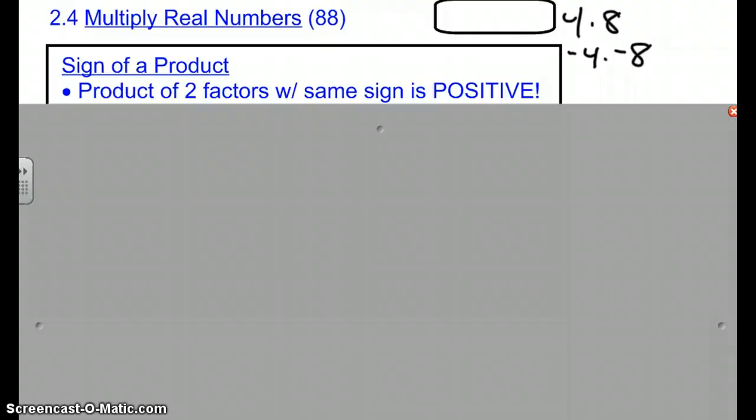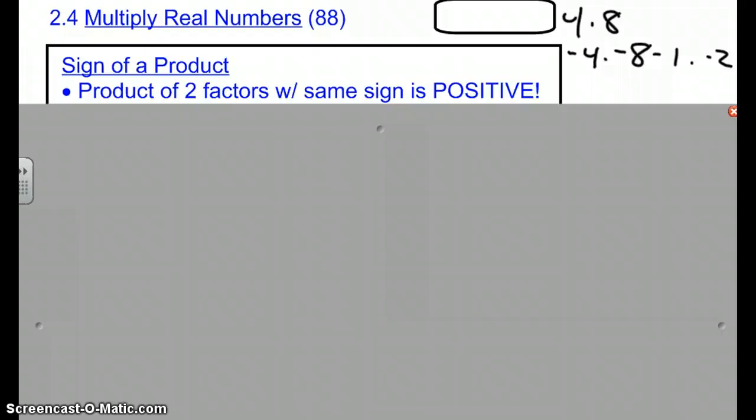What's the smallest number of negative factors we could add to that and still make a positive product? Wesley? 2, he says. So we could go negative 4 times negative 8 times negative 1 times negative 2, let's say. And now we still have a positive product, and what is that product? Anybody? Say it. 64.